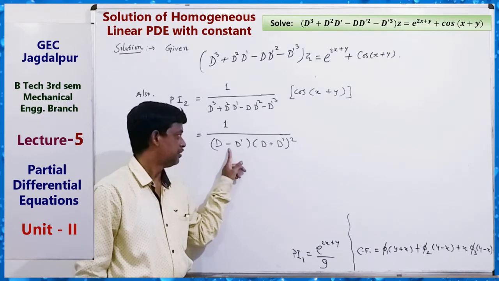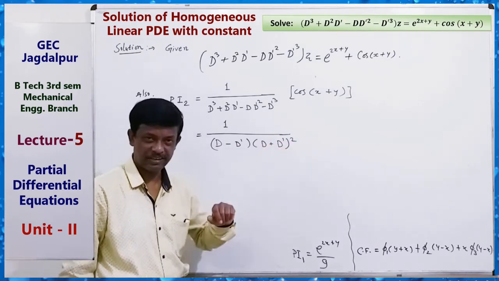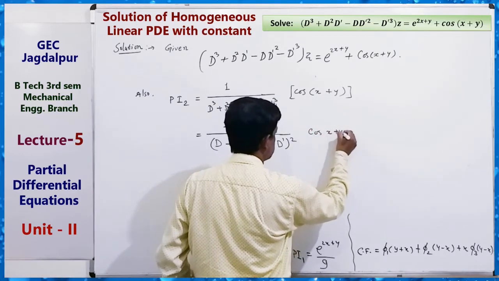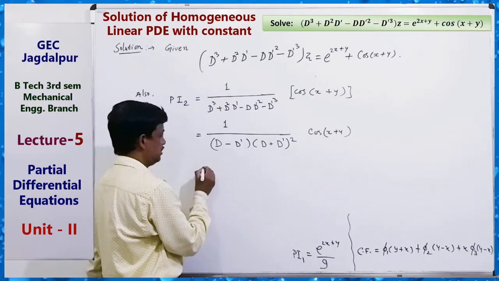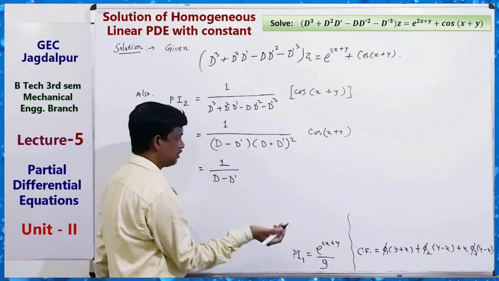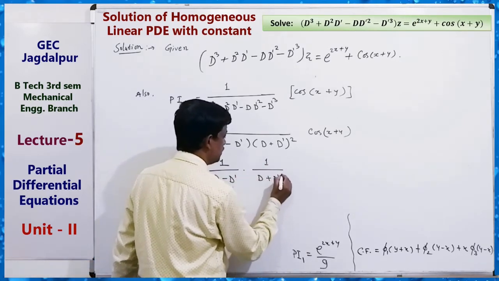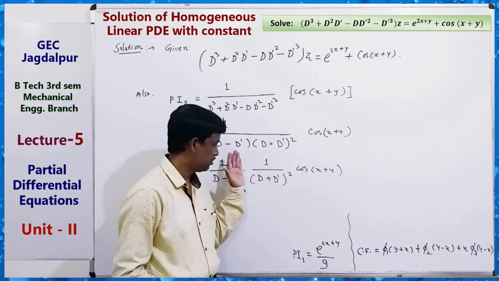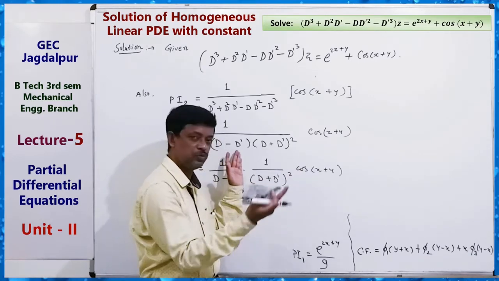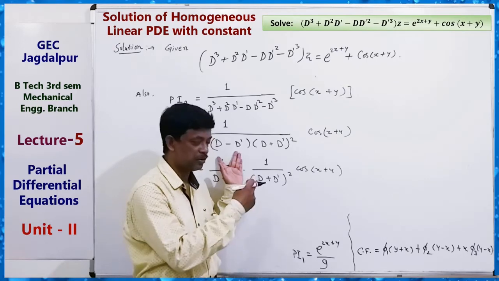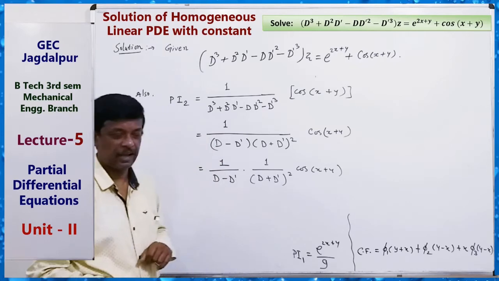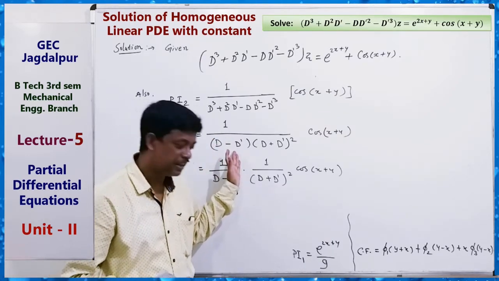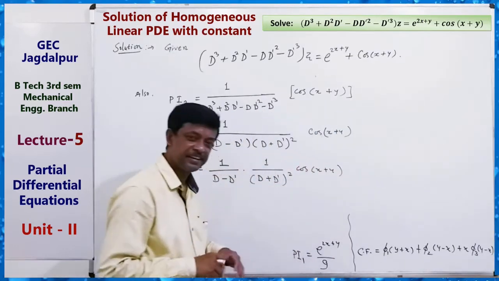D plus... m minus 1, m plus 1 square. So this is the factorization, and cos of x plus y. Now, one by one factor: if we take 1 upon D minus D dash, a single factor, and 1 upon (D plus D dash) square. First we take these two; if we put 1 plus 1, 2, 2 square, so not 0. So we can use the integration formula. Also we can use the general formula. Also we can use the cos ax plus by rule. Clear?